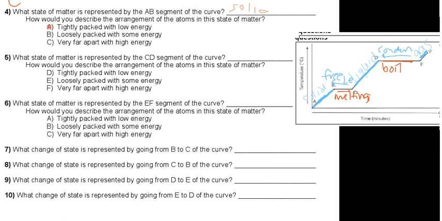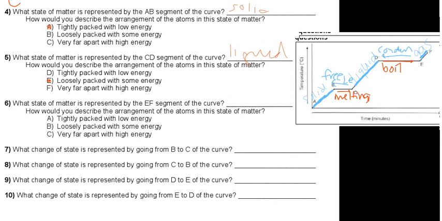The next question is asking us about line segment CD. If we go over to our graph, this is line segment CD, it has a little bit of energy, and that state of matter is a liquid. How would you describe the arrangement of atoms in this state of matter? Well, they are loosely packed together and they have some energy.